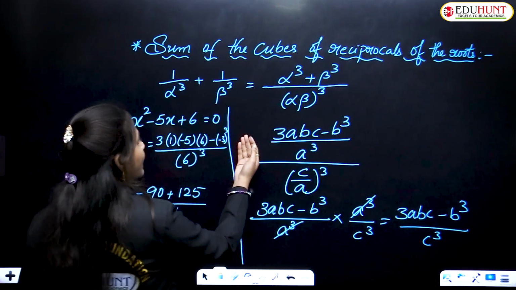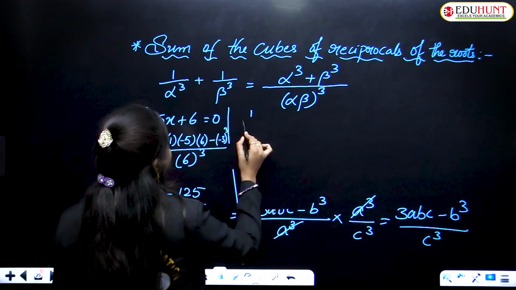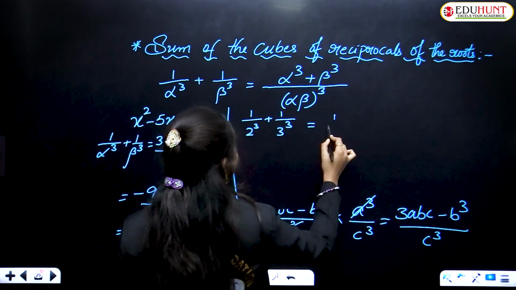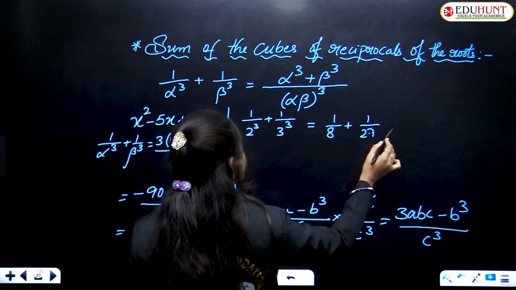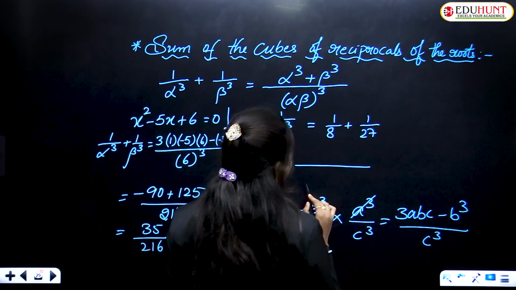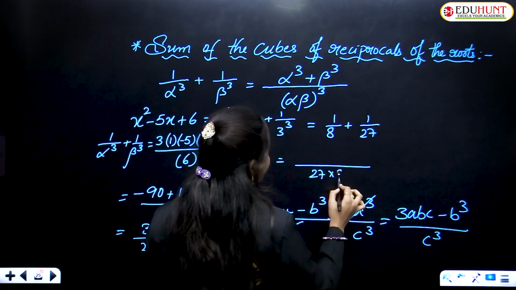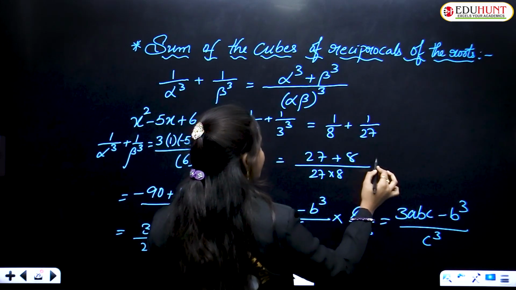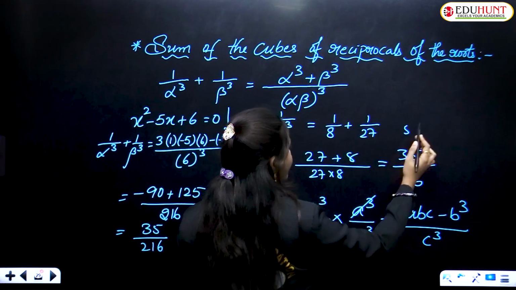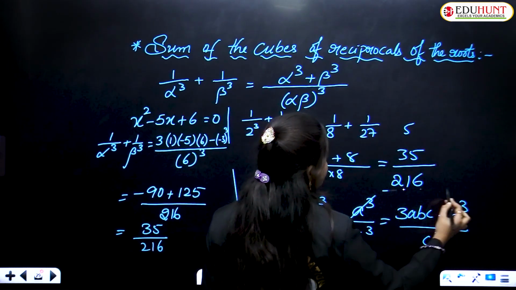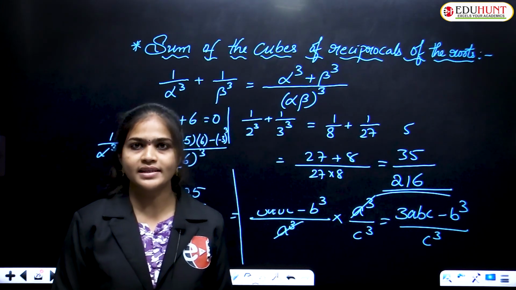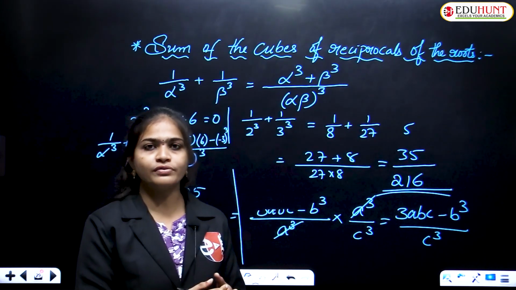By taking the roots, just check this one. So 1 by 2 cube plus 1 by 3 cube, 1 by 8 plus 1 by 27. So which is equals to, here 27 and 8, its LCM, these two product we can take, no, 27 into 8. Here 27 plus 8, which is equals to 35, and here 8 7s 56, 8 2s 16 plus 5 is 216. So here also we got 35 by 216. So children, did you understand? So this is related to cubes of the roots.